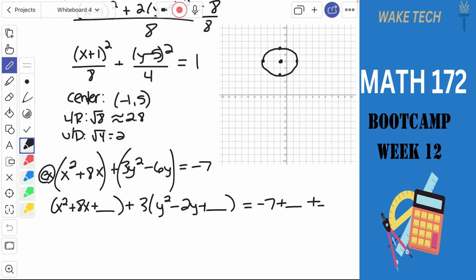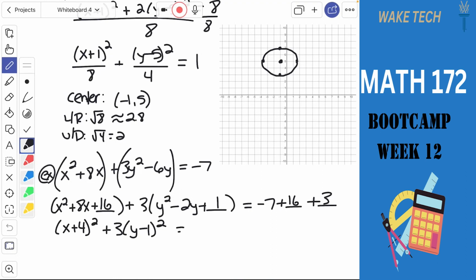Whatever the numbers are that we're going to add to the left side, we should add the same ones to the right side. For the x's, half of 8 is 4, 4 squared is 16. For the y's, half of 2 is 1, 1 squared is 1. We truly did add 16 to the x's, but to the y's we actually added 3, so that's what we should put on the right side. We now have a perfect square for the x's and a perfect square for the y's.